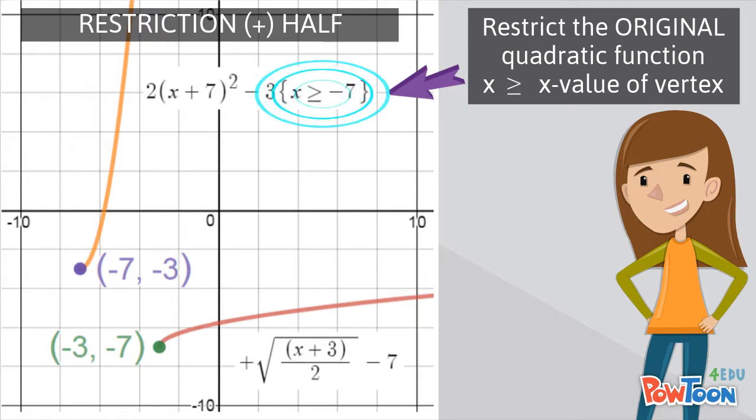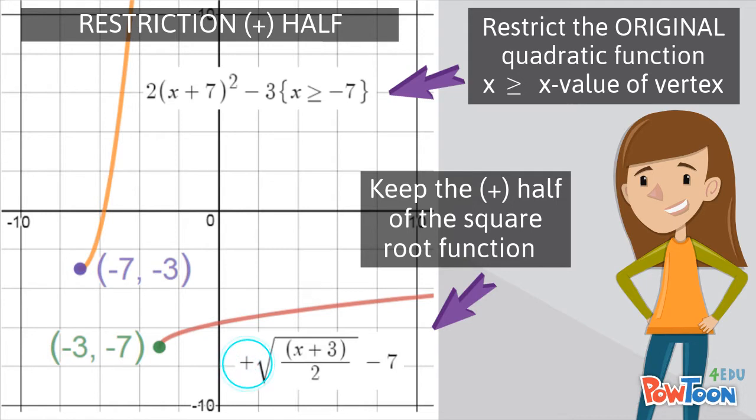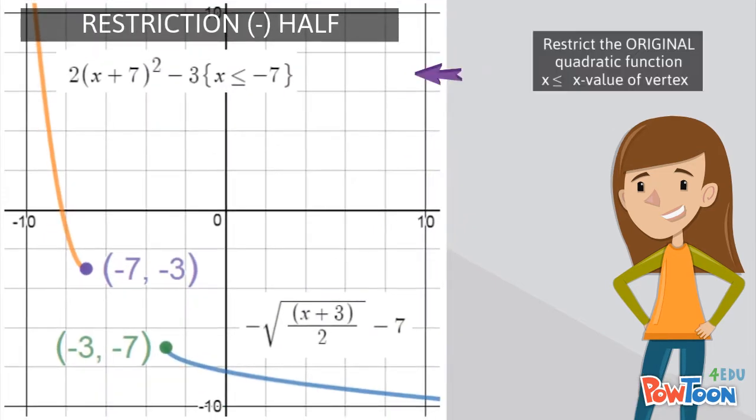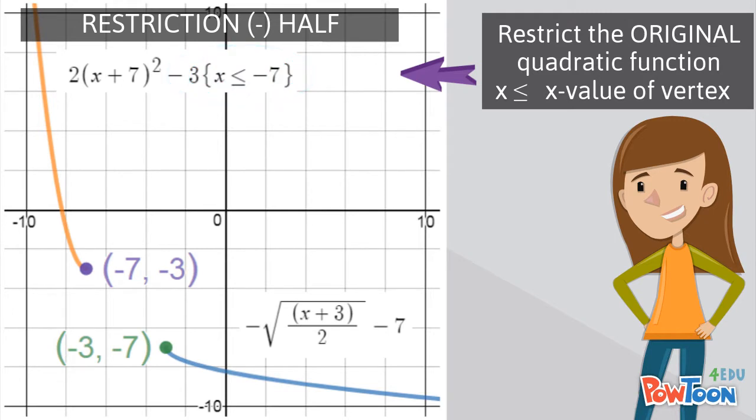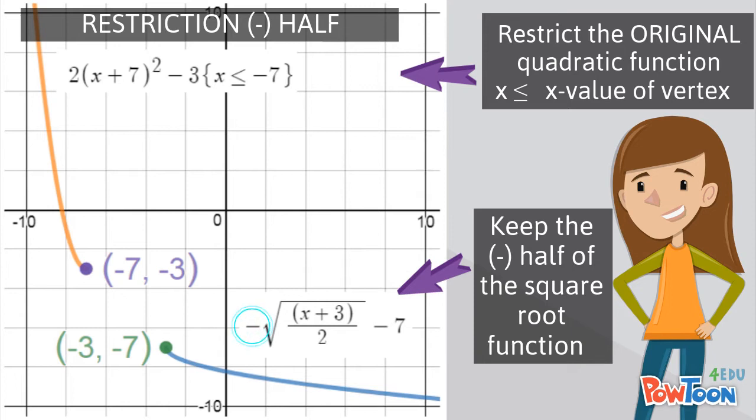By restricting the original quadratic function to just the positive half, we ensure that the inverse will be a function, because this means we will also only keep the positive half of the square root function. This allows the original function to pass the HLT and the inverse to pass the VLT. Or we could restrict the original quadratic to the negative half, meaning that the domain restriction will be x is less than or equal to the x value of the vertex. This also means we will choose to keep the negative half of the square root function. This allows the original function to pass the HLT and the inverse to pass the VLT.